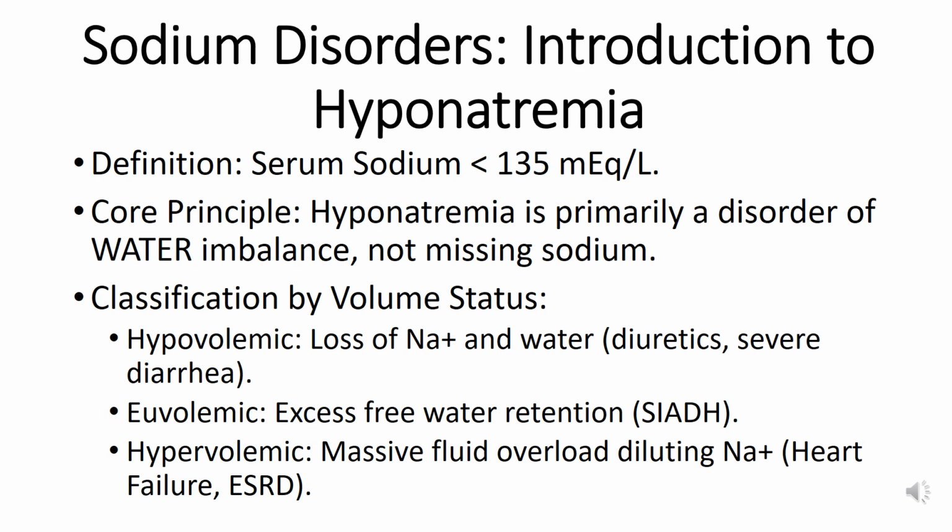The first category is hypovolemic hyponatremia. In this condition, both sodium and water are lost from the body. However, sodium loss exceeds water loss. Common causes include excessive diuretic use, prolonged vomiting, and severe diarrhea. Patients may present with dehydration, low blood pressure, dizziness, and tachycardia.